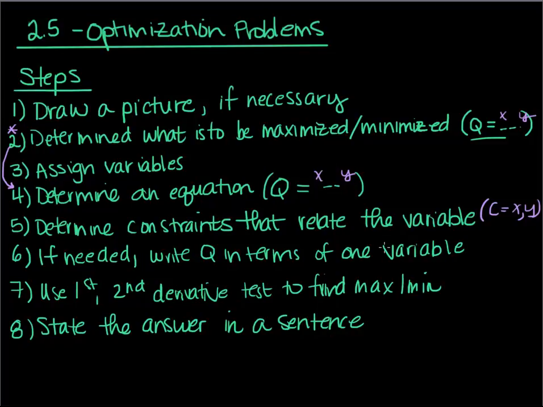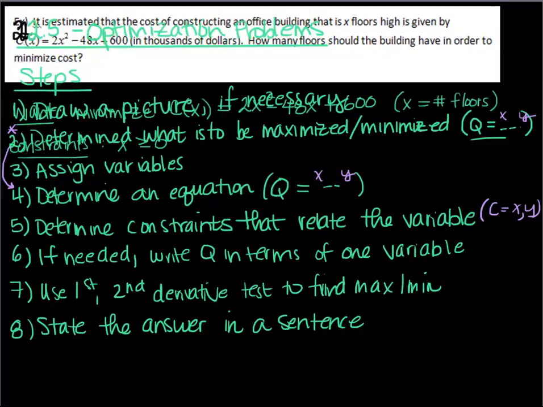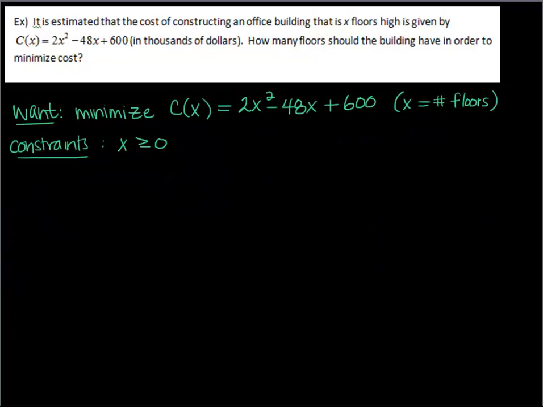So number 6 I don't need. So look at that. We're all the way down to number 7. So here's what number 7 says. Actually, use the first or the second derivative test. Now what I want to do is minimize this function and find the minimum, which is what you did in 2.3.